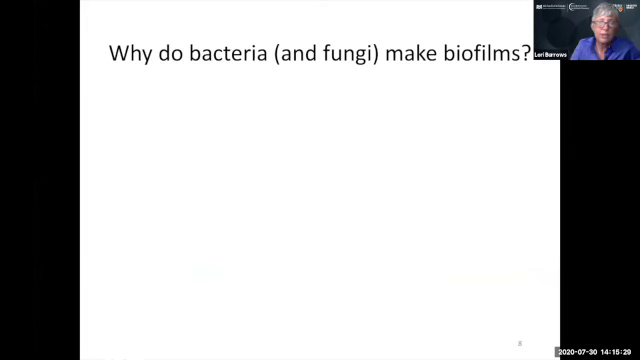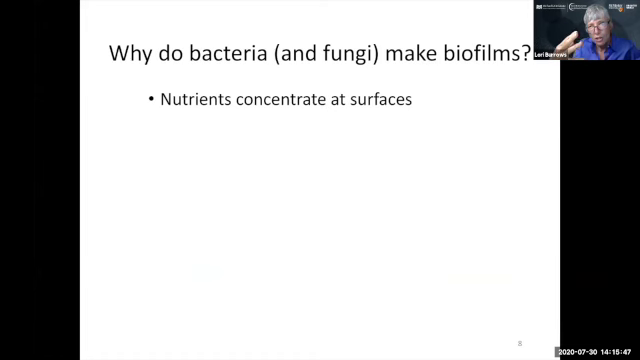So let's talk briefly about why bacteria and fungi, because yeast will also make biofilms, why do they make a biofilm in the first place? There are a number of reasons. One of them is that nutrients concentrate at surfaces. They're usually moving up a gradient of nutrients, and so they're attracted to the place where there is a higher concentration of nutrients. If you put a rock in a stream, as I mentioned earlier, nutrients will tend to accumulate on the surface of that rock, and that will attract the bacteria, and they want to attach there so they can get those nutrients.